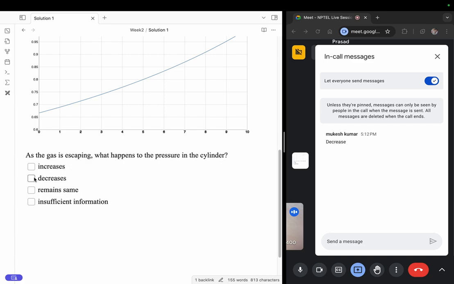Decrease. Okay, you say pressure decreases. Okay, I think others are not there. So let me put it in a slightly different way. How do you assume that the pressure will decrease, or how do you come to the conclusion that pressure will decrease?